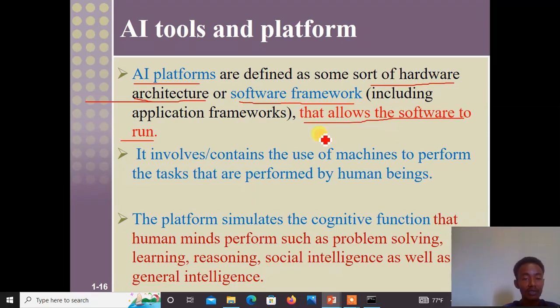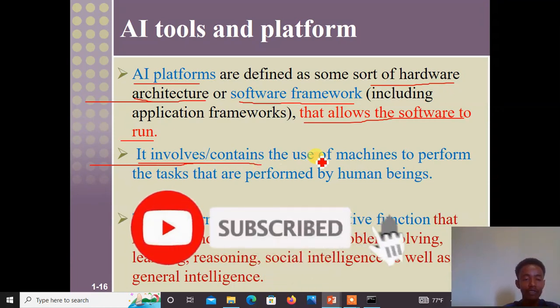There are many more artificial intelligence platforms we will see. Such platforms involve or contain the use of machines to perform the tasks that are performed by human beings.